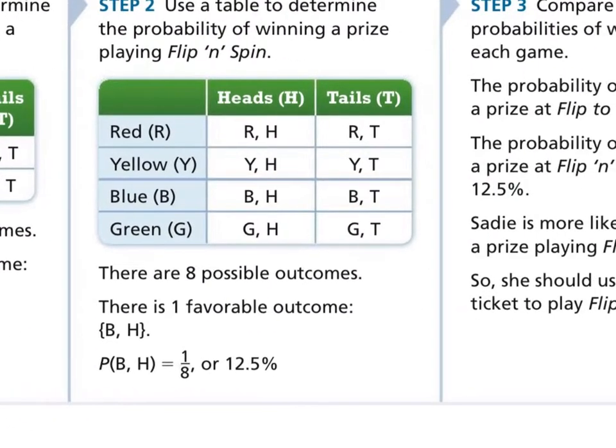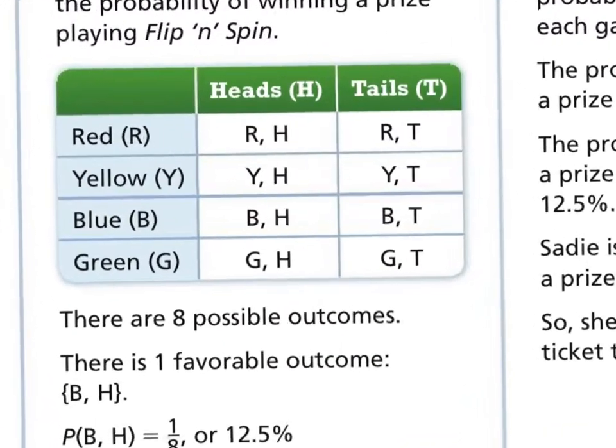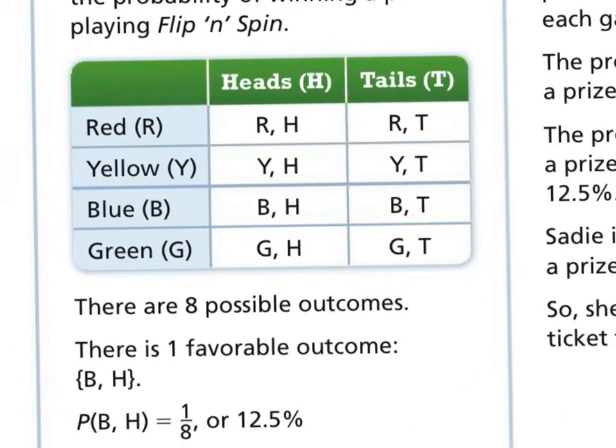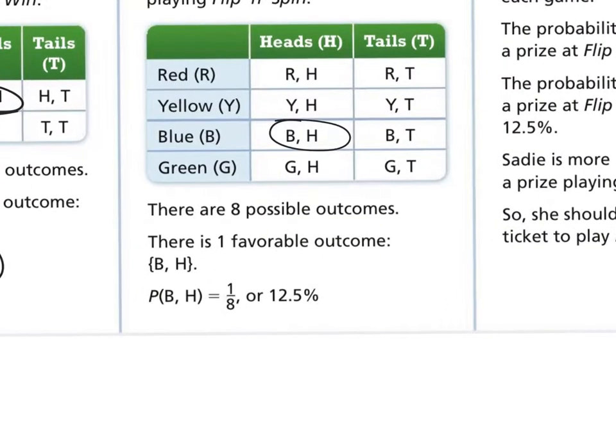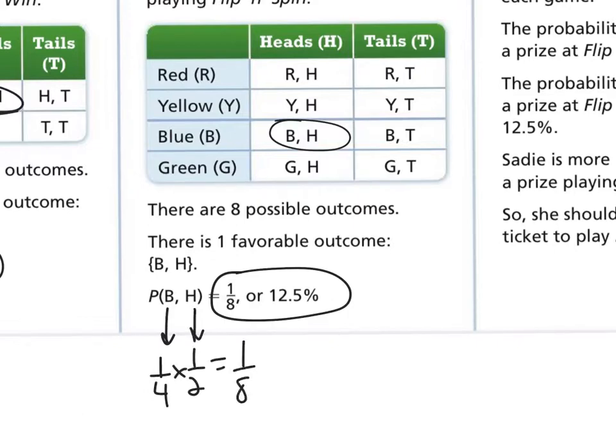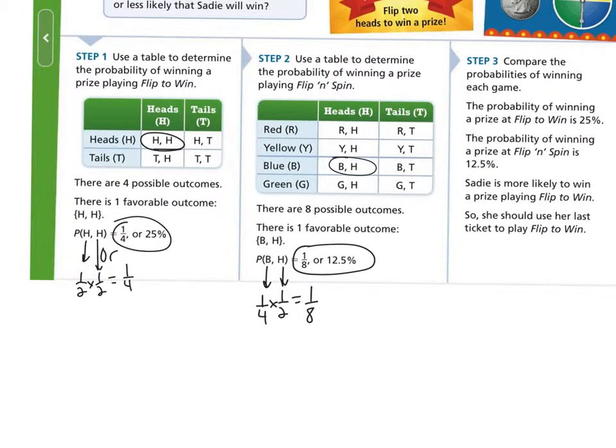And then flip and spin, they've listed out the options again. They wanted to get blue and heads, so blue and heads is 1 out of the 8 options, so that's a 1/8 or 12.5% chance. The other option you could say for blue, blue is a 1 out of 4 chance, heads is a 1 out of 2, and then multiply those would be 1/8. So you can see from that, obviously 1/4 is more than 1/8.